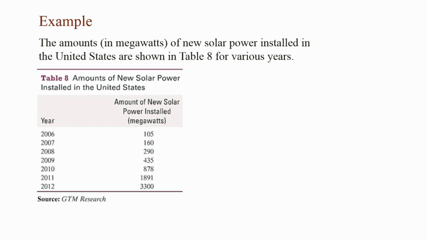In this example, the amount in megawatts of new solar power installed in the United States is shown in Table 8 for various years. The year 2006, the amount of new solar power installed in megawatts, 105. 2007, 160. 2008, 290. 2009, 435. 2010, 878. 2011, 1,891. 2012, 3,300. Source, GTM Research.